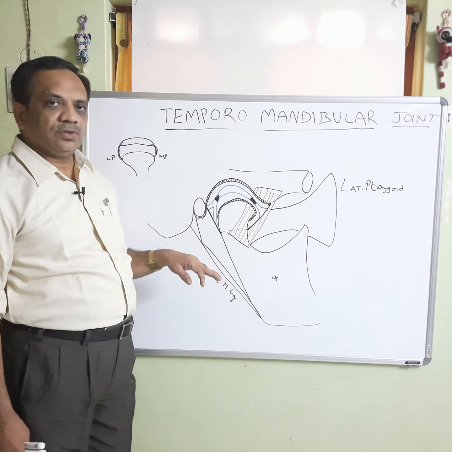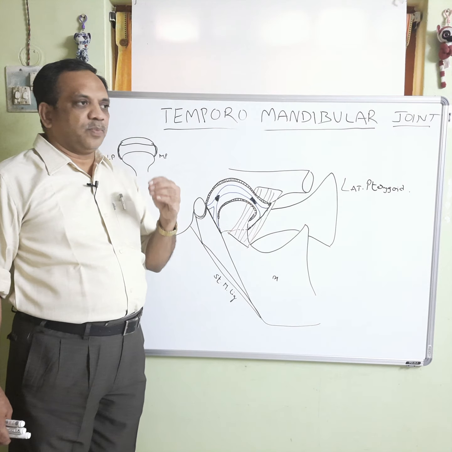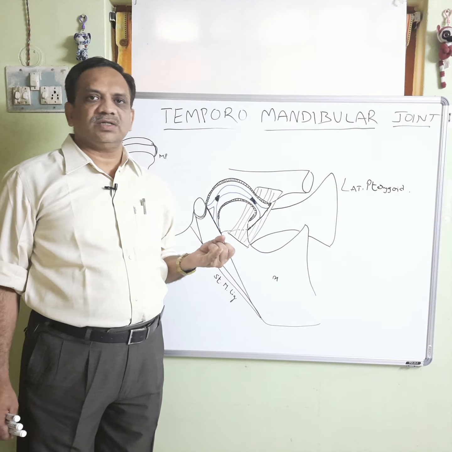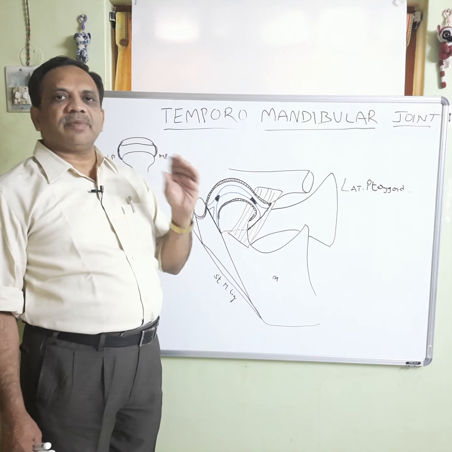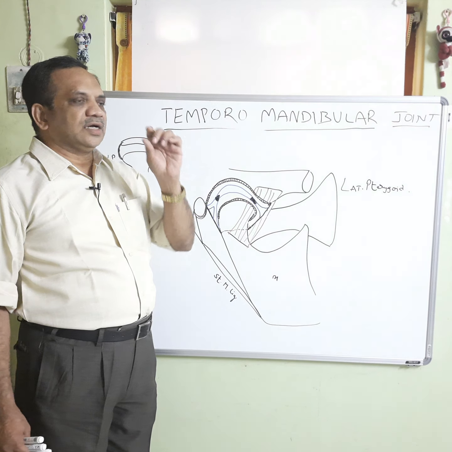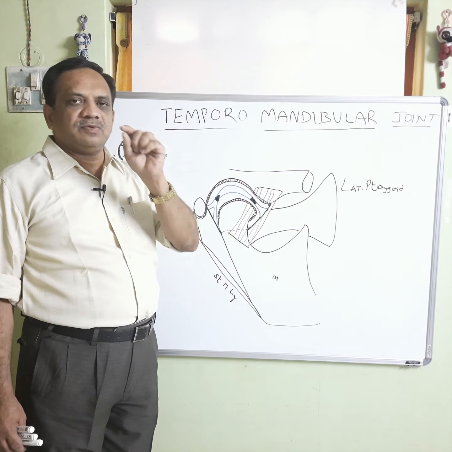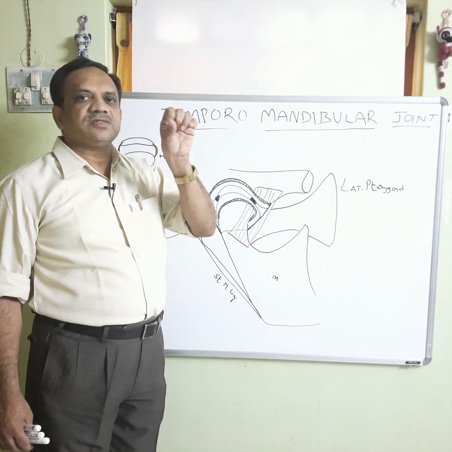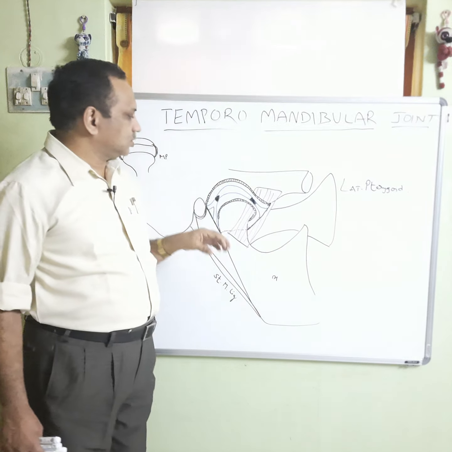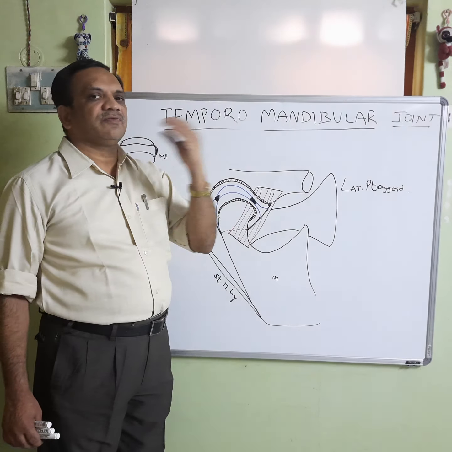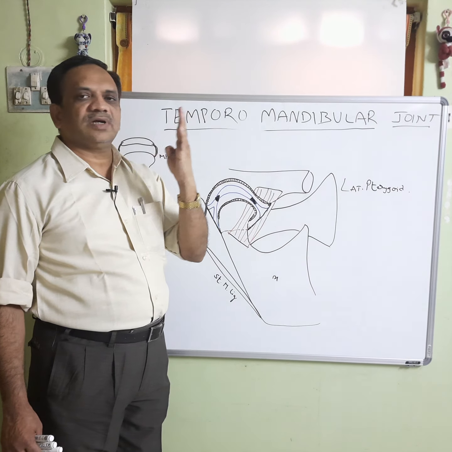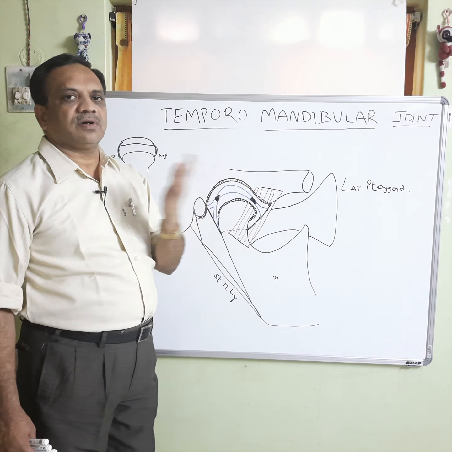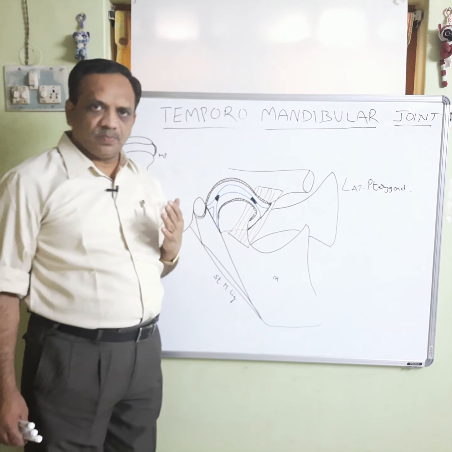Now, we have to look at the possible movements there. There are four possible movements. One is protrusion. That means, in a normal condition, the teeth will be separated by a little gap, but in protrusion they will move as an occluded one. So, protrusion means forward movement where the mandibular teeth come in front of the maxillary teeth. Then retraction means again gaining the normal position.